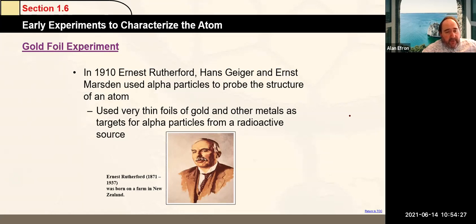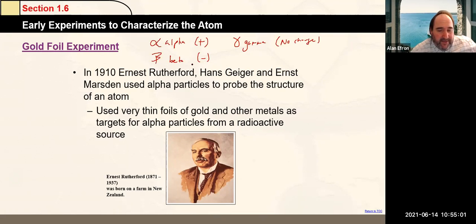He basically took some radioactive particles, and there are three major radioactive particles we often come across. There are alpha particles, which are positively charged particles, basically helium nuclei. There are beta particles, which are negatively charged particles, kind of like electrons. And there are gamma particles, or gamma rays actually, which have no charge. So for the most part, these are kind of like protons, electrons, and neutrons.